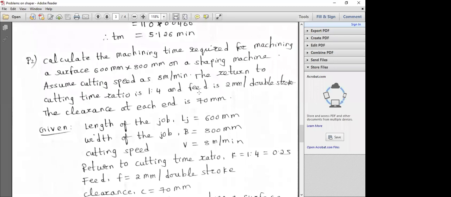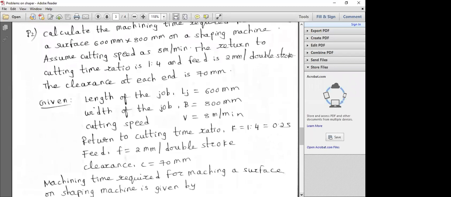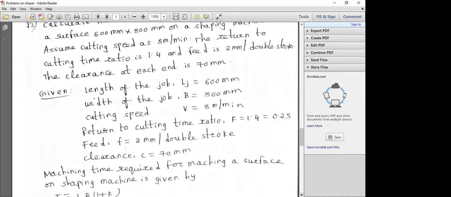So what is the feed? Be careful here. Feed is given as 2 mm per double stroke. So you can take that. And clearance is given directly as 70 mm. He is asking what is the machining time required for machining a surface on the shaping machine. So what is the formula?